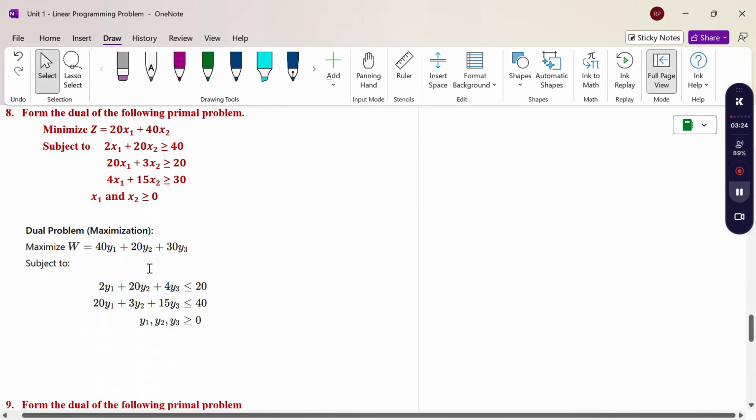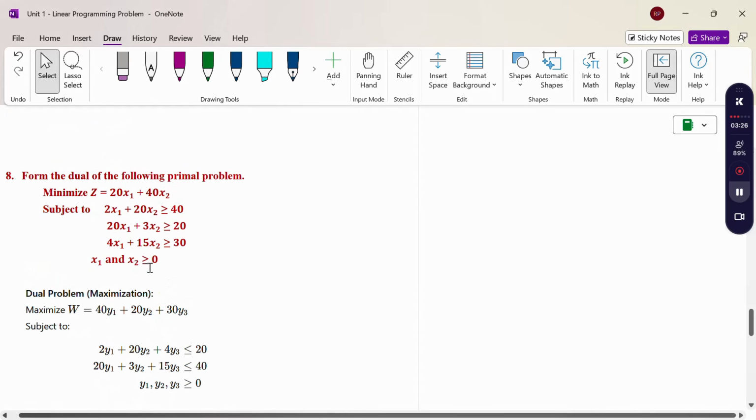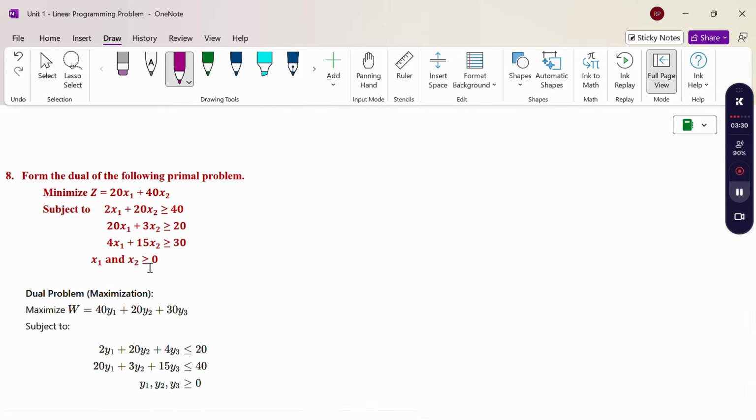And form the dual of the primal. See the problem: minimize Z equals 20x1 plus 40x2 subject to the constraints 2x1 plus 20x2 greater than or equal to 40, 20x1 plus 3x2 greater than or equal to 20, 4x1 plus 15x2 greater than or equal to 30, x1 and x2 greater than or equal to 0.